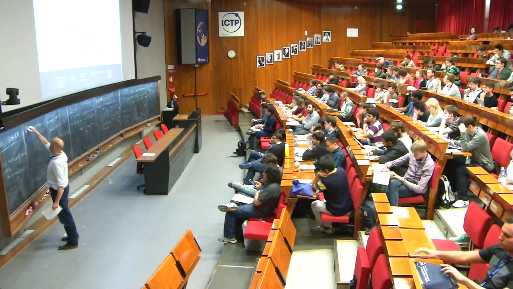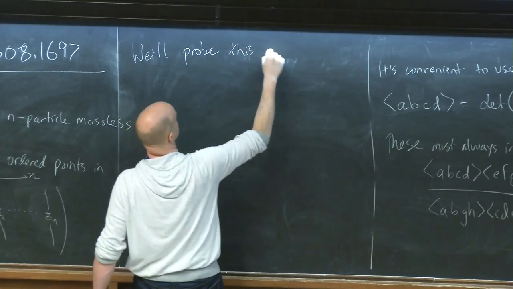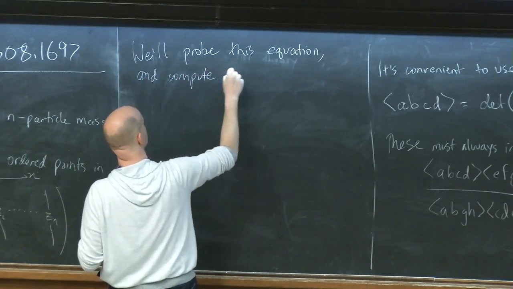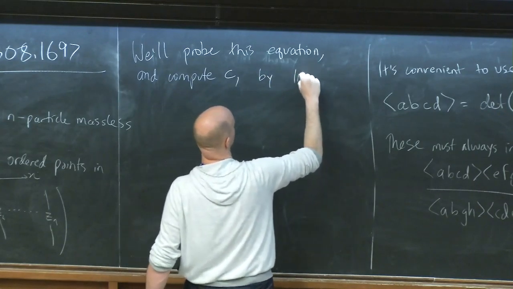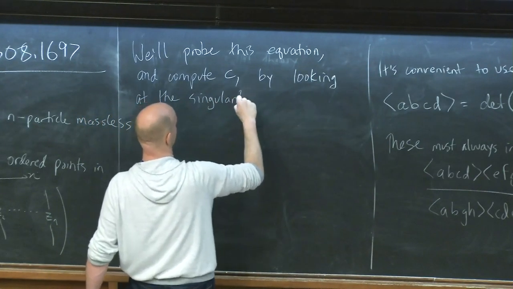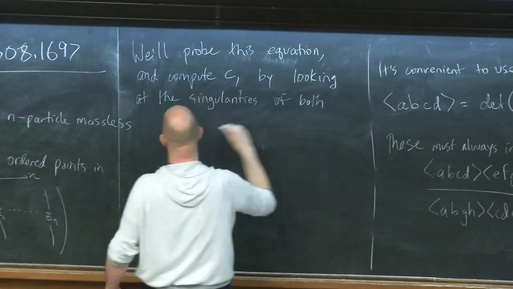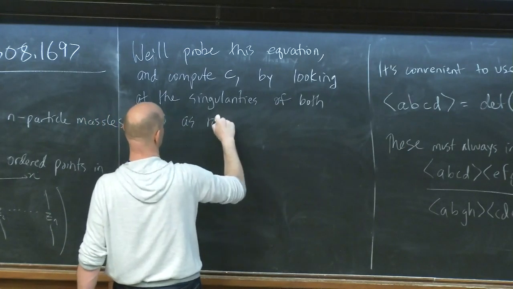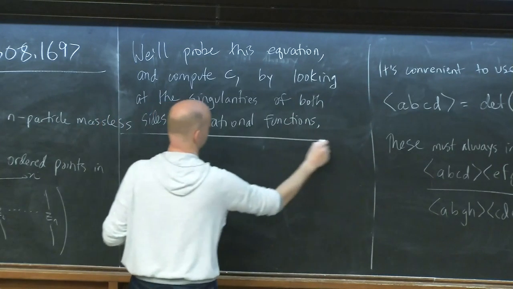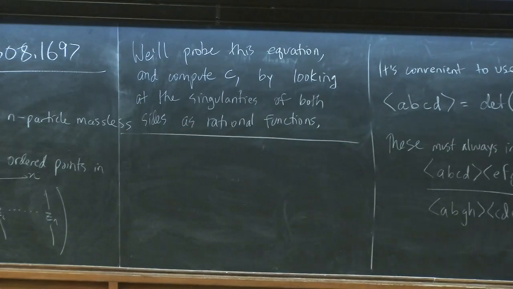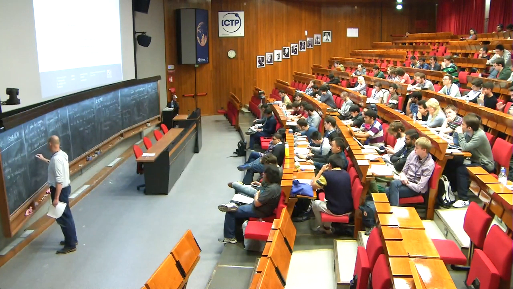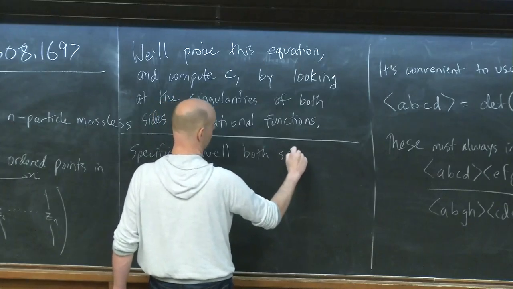So we'll probe this equation and compute C by looking at the singularities of both sides as rational functions. Okay. So specifically, we'll integrate both sides over L.